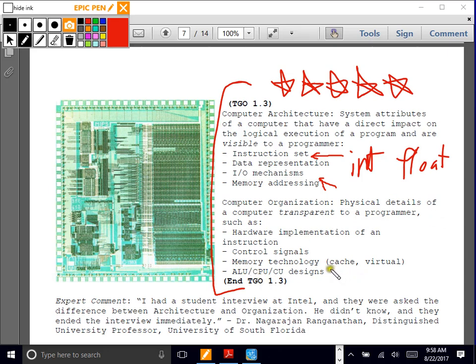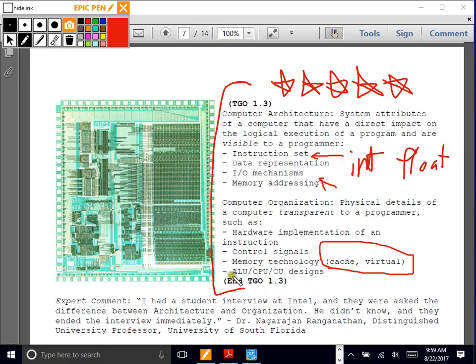And the memory technology is the physical implementation and layout of the memory, as opposed to the memory addressing, which is how you tell where things are. Think of it this way. The memory addressing is how the postman finds your house, but the memory technology is the actual house. So the mailman can put information in the mailbox, but the mailman can't actually go, well, I don't like this house, I'm going to move it 100 feet so my route is shorter. Does that make sense? So that's the difference between a computer architecture and a computer organization.